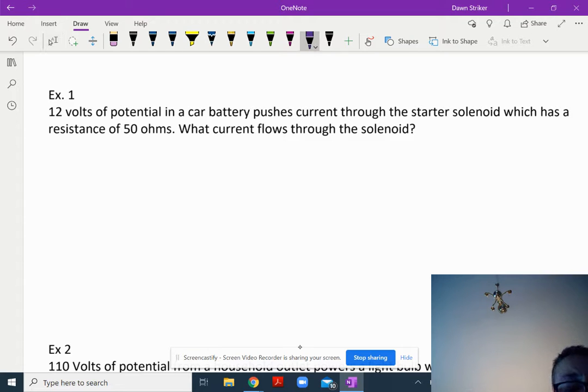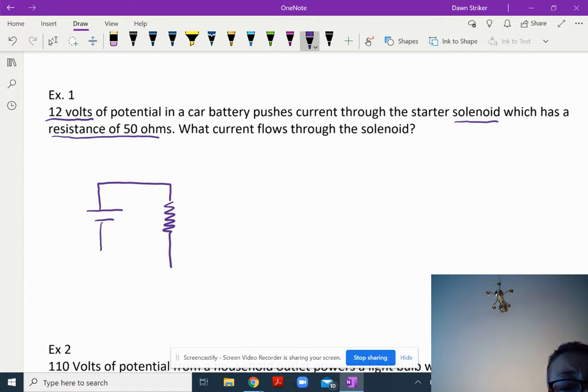Okay, so I see a 12-volt battery, and I see this thing that is called a solenoid. I don't really know what that is, or you might not really know what that is, but it offers a resistance. So I can assume that that is a resistor. So 1 battery, 1 resistor. I'm going to go ahead and draw that simple circuit. There's my battery.